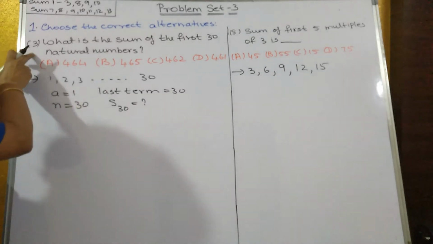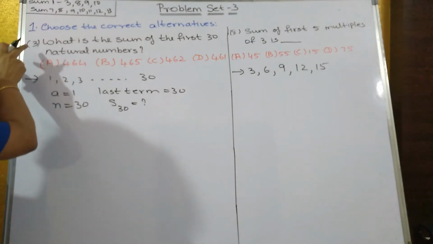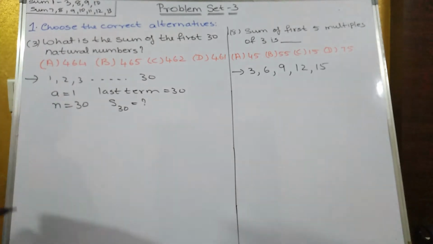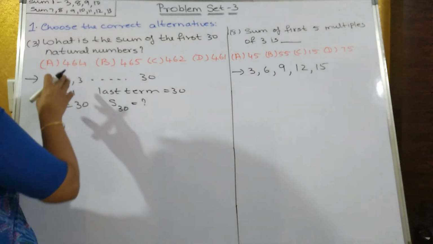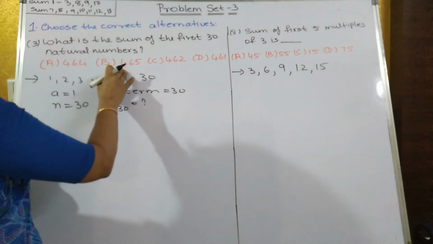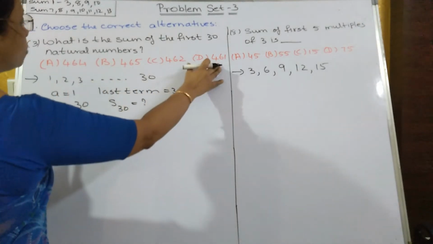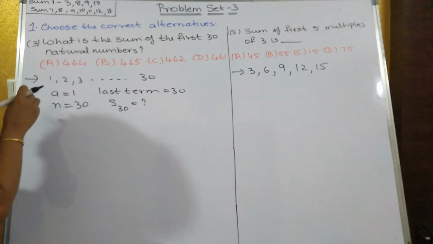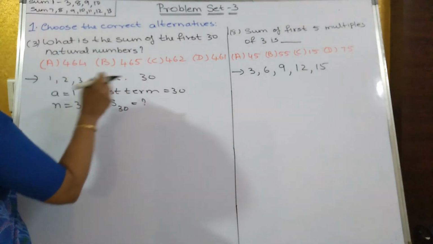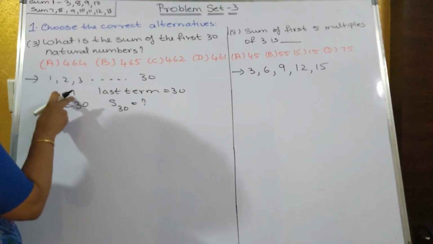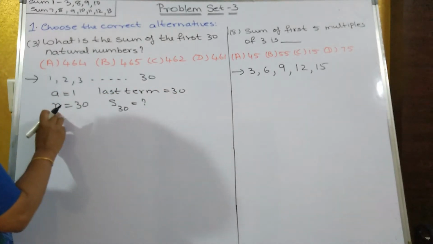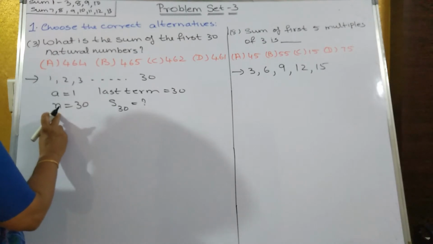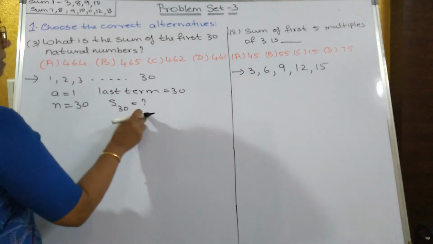Now sum number 3 of the third sum of sum number 1. We have to find out the sum of 30 natural numbers, and the options are given: 464, 465, 462 and 461. So what are the natural numbers? 1, 2, 3 and so on till 30. So A is equal to 1, that is first term is equal to 1, last term is equal to 30, and we have to find out the sum of 30 natural numbers. So n is equal to 30 and S30 we have to find out.